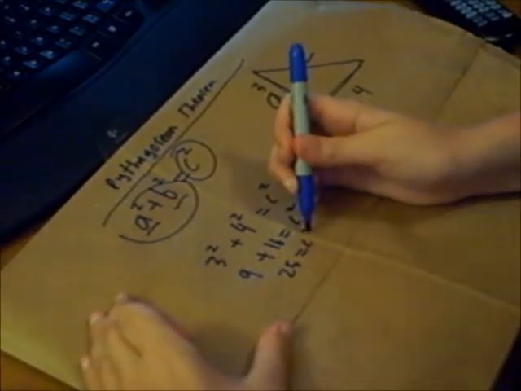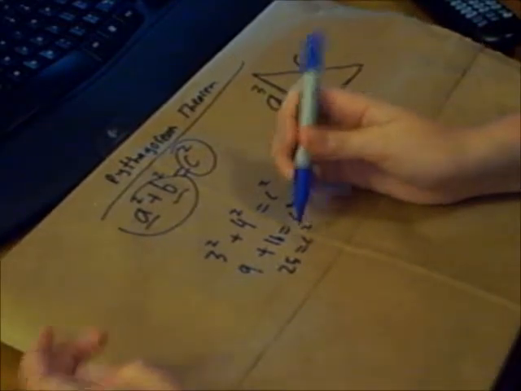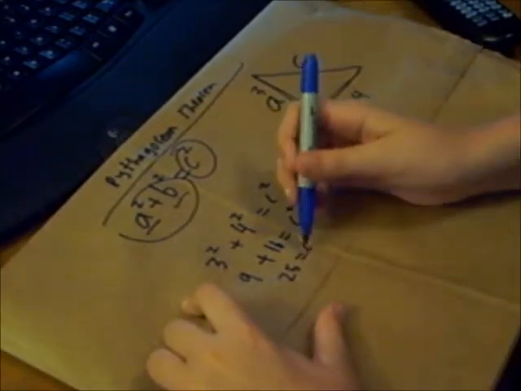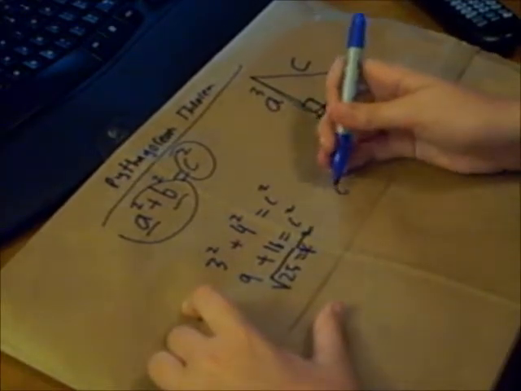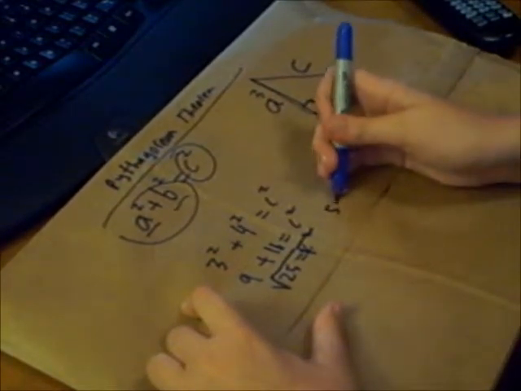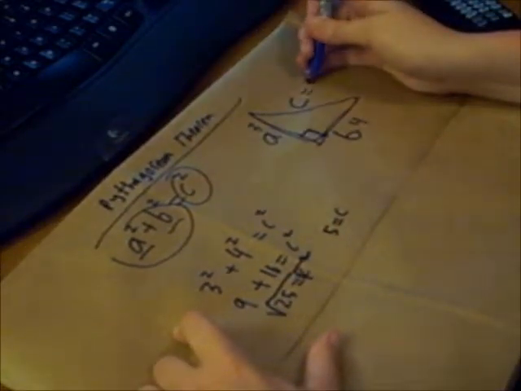Now, since 25 equals C squared, we need to find the square root of both sides. The square root of C squared is C. The square root of 25 is 5. So C is equal to 5. That's how you would use the Pythagorean Theorem in an algebraic way. There are a bunch of different geometric proofs, and this is the algebraic proof that is demonstrated.